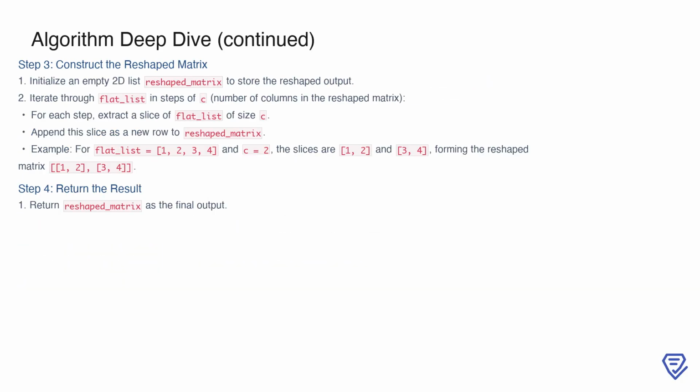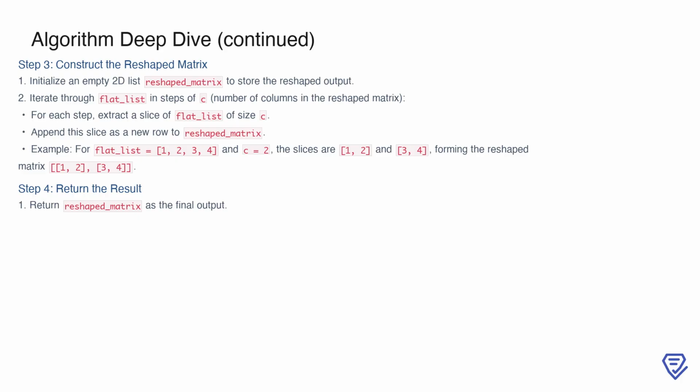After flattening the input matrix, the next step is to construct the reshaped matrix. We start by initializing an empty 2D list called reshaped_matrix, which will store the output matrix. To populate it, we iterate through flat_list in chunks of size C, where C is the number of columns in the reshaped matrix. For each chunk, we extract a slice of flat_list containing C elements, which becomes a new row in the reshaped matrix. These slices are then appended to reshaped_matrix one by one.